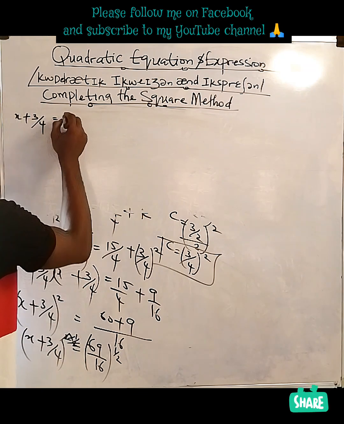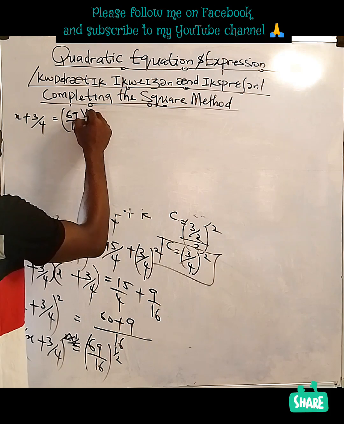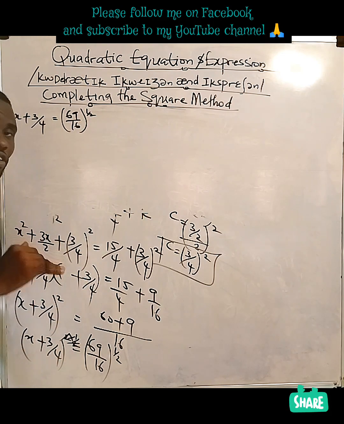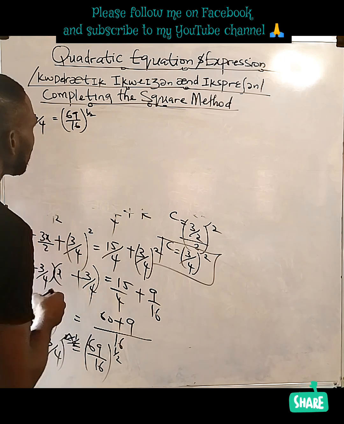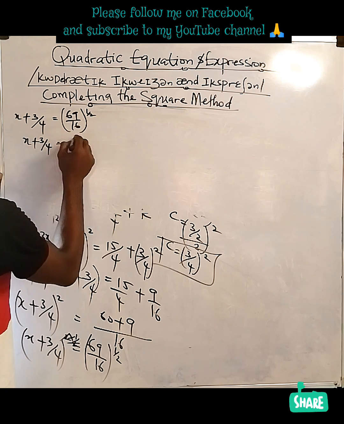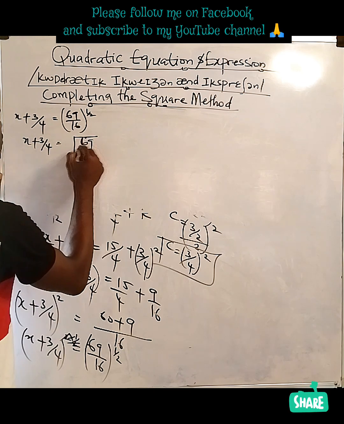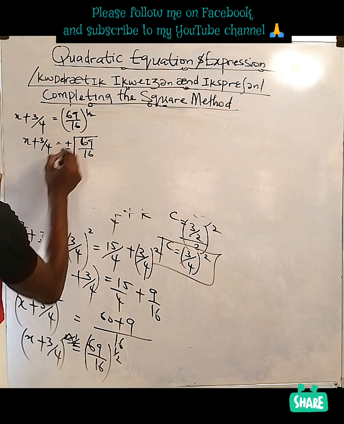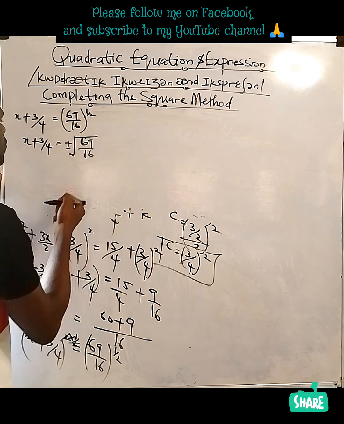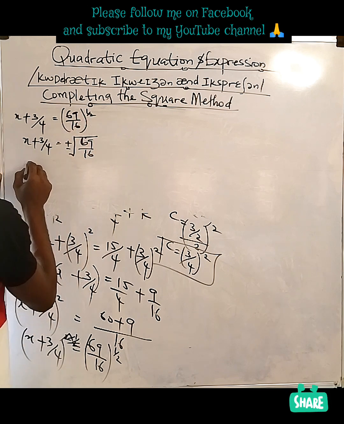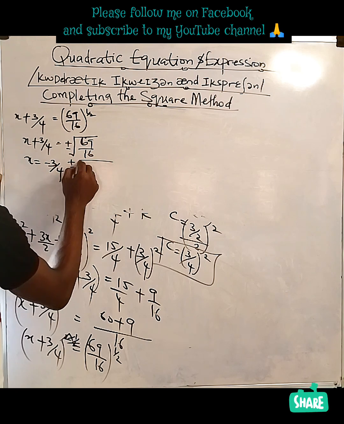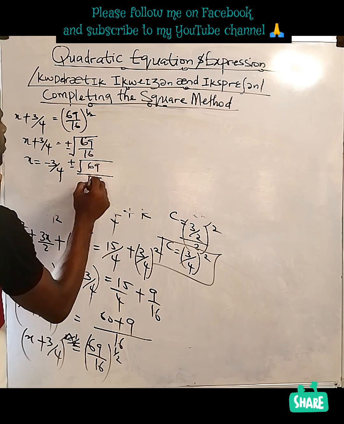69 over 16 raised to 1 over 2. Now whenever you get the square root, don't forget that whenever you get the even root of any stuff, it's going to be plus or minus. We said that before in our previous lesson. So this 1 over 2 here is going to be the square root of 69 over 16. That's x plus 3 over 4 equals the square root of 69 over 16, plus or minus. Anytime you're asked to get an even root, square root, fourth root, sixth root, and so on, you end up with plus or minus. So we send this to the other side. That's x equals minus 3 over 4 plus or minus square root of 69 over square root of 16.